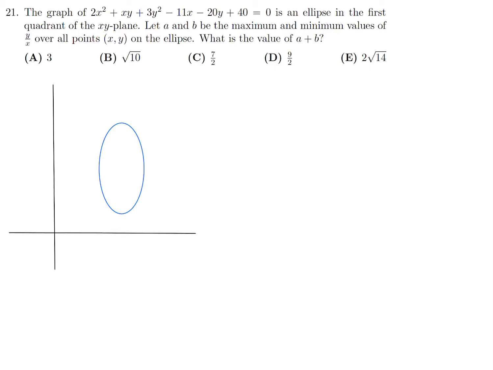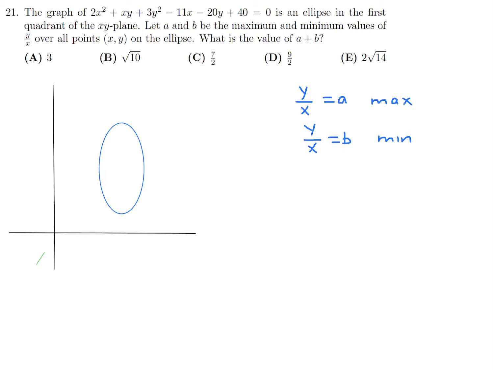So what does that mean? y over x is equal to A, and that's the max. And then y over x is equal to B, and that is the minimum. So how do you interpret that? What do they mean by that? It's probably one of the more difficult aspects of the question, just understanding what the question is saying.